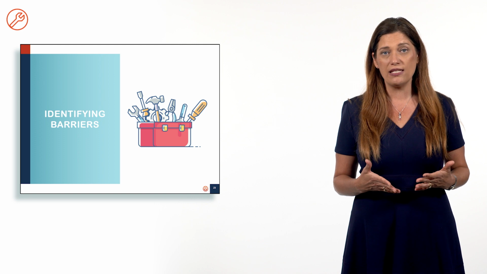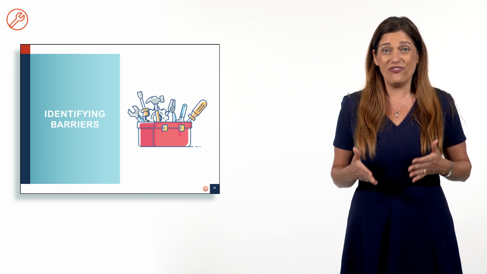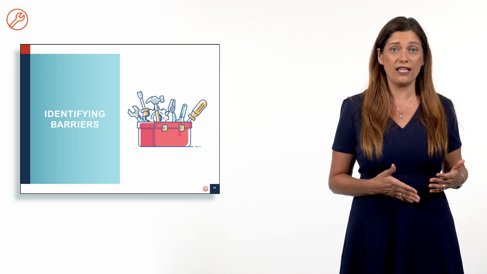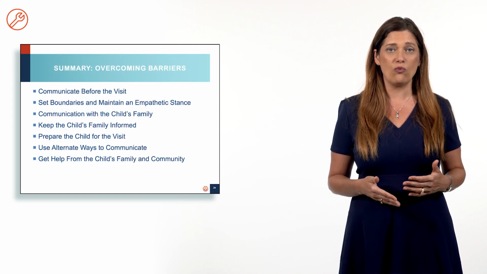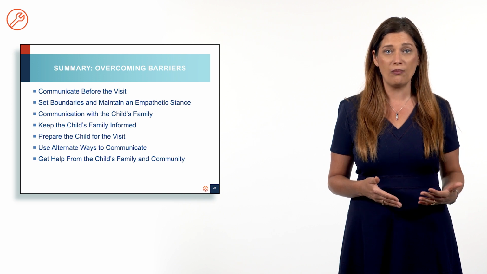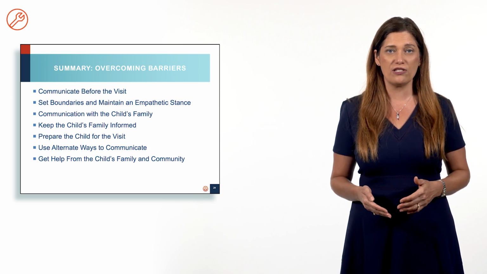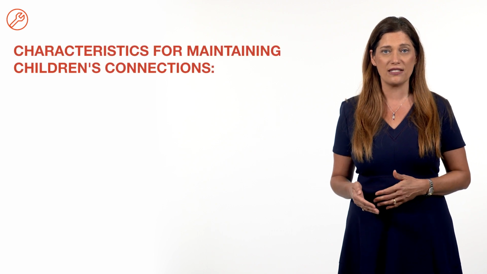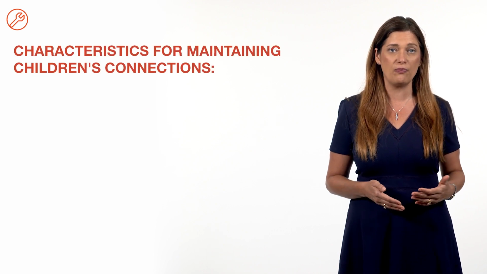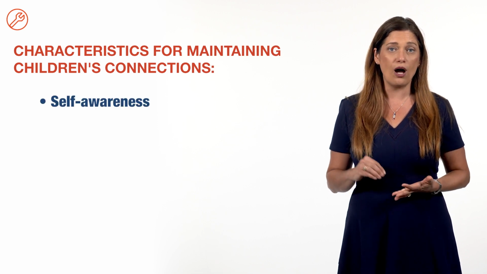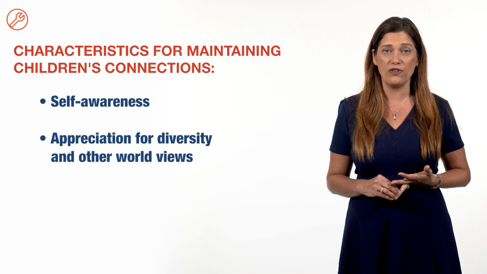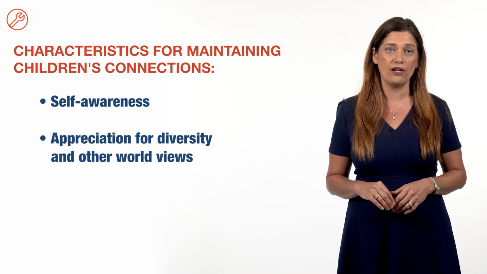From there, we begin to focus on practical application. Caregivers may believe that maintaining connections is important, but fears and even logistics can get in the way. So we get practical. You'll discuss strategies and ways to reduce barriers that might come up. You'll encourage participants to draw on some of the key characteristics of successful foster and adoptive parents that are identified in the theme, including self-awareness, appreciation for diversity and other worldviews, to help them overcome these barriers.